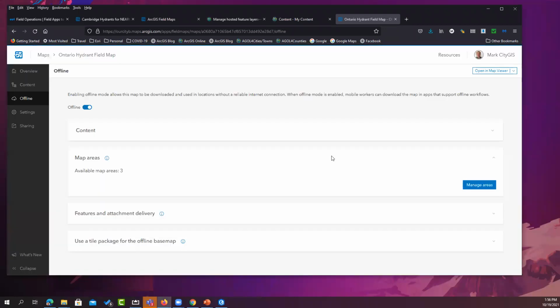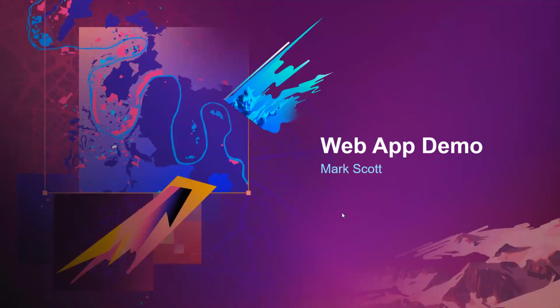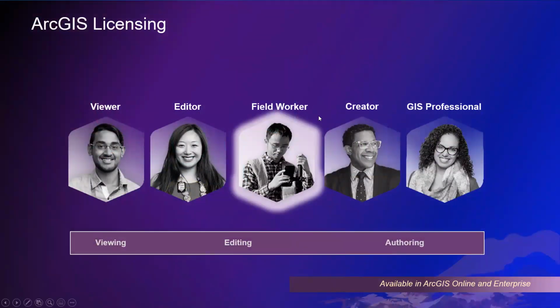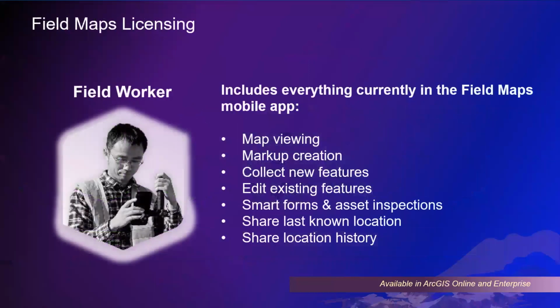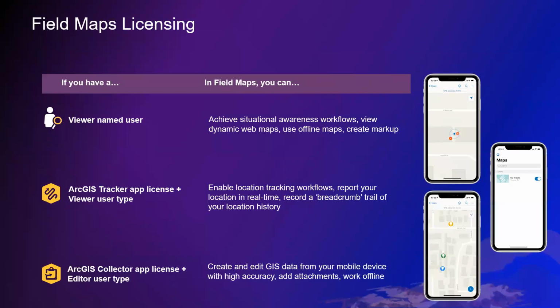Okay, so we'll close that. I'm sort of running up against it on time here, so very quickly, like I said, a field worker is the license that you have to have for Field Maps, and this is available in Online and Enterprise. It all depends on what kind of user you have, what you can do. So if you're viewer only, you essentially have Explorer type ability. But if you have a viewer user type and a Tracker license, that user can actually use Tracker. They don't have to be a Field Maps user. So you could track somebody's location without them having to have a field worker license type.